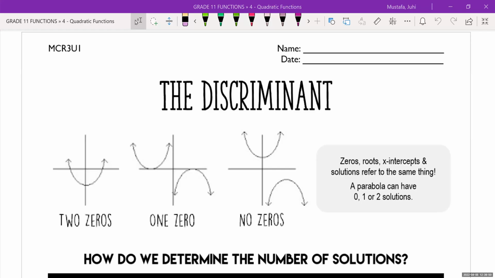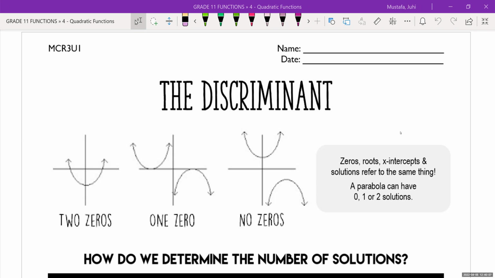All right, you guys. Our new topic is the discriminant. Maybe some of you had amazing grade 10 teachers and may have heard about this, but this is really something we teach here.